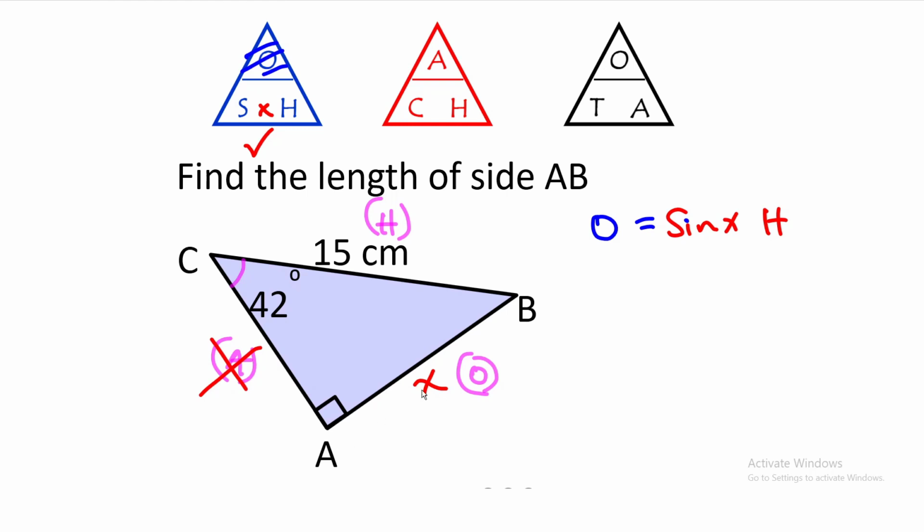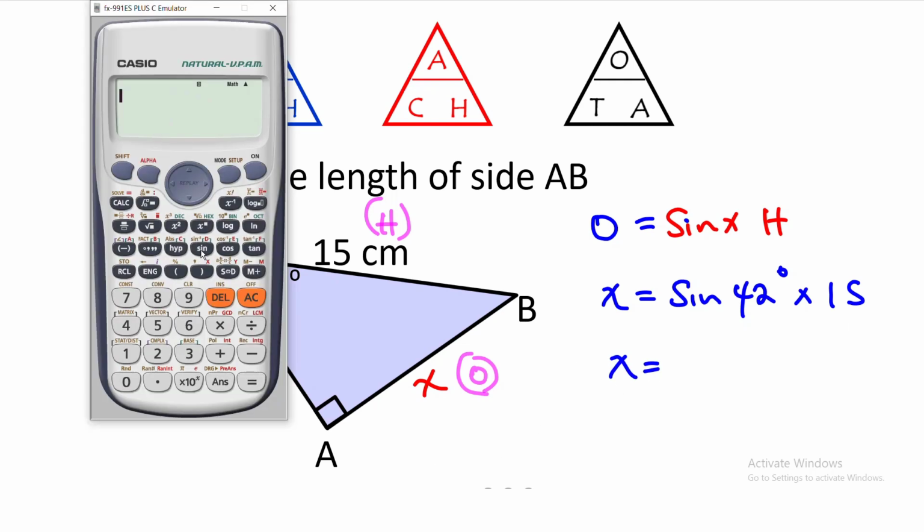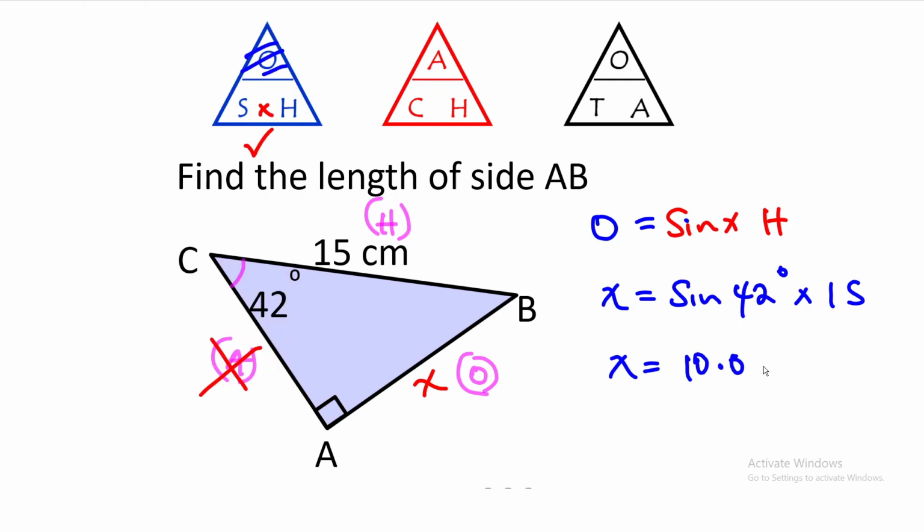Now, this is the opposite, and that's side X, and that equals sine of the angle, sine 42 degrees, multiplied by the hypotenuse, which is 15 centimeters. Then, of course, you take your calculator and go sine 42 degrees times 15, and you get 10.0369591. Again, we want to leave our answer to one decimal place. That's going to be 10.0 centimeters. So, in other words, the side AB is 10.0 centimeters.